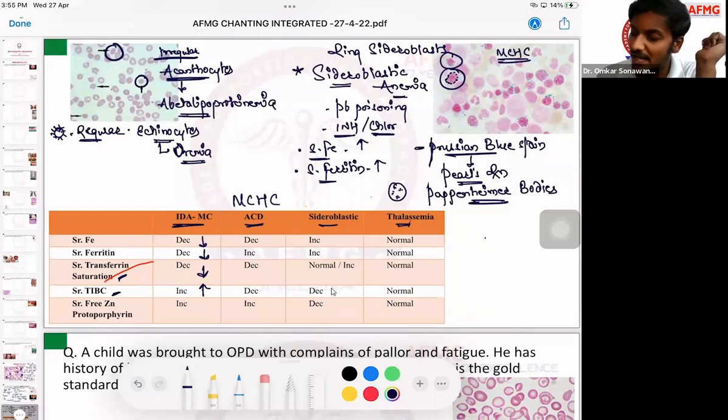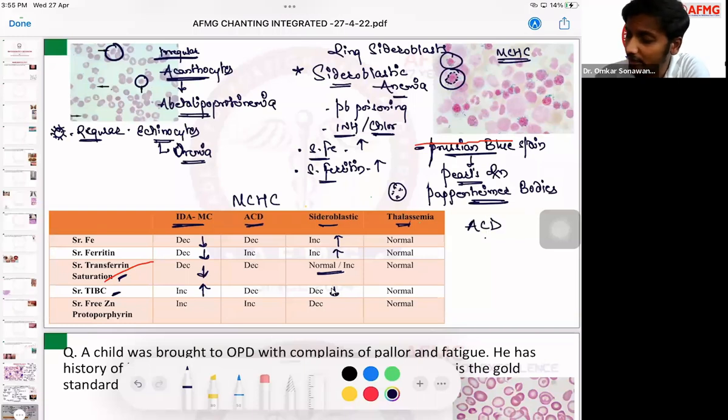If I talk about sideroblastic anemia that we discussed now, here serum iron is high, serum ferritin is high. If iron is high, definitely transferrin saturation would be normal or increased again, whereas serum TIBC would be low in this patient. If I talk about thalassemia, as we discussed, it is a microcytic hypochromic anemia. Here, everything would be normal. So if it is a microcytic hypochromic anemia and everything seems to be normal, so definitely it is a thalassemia in the patient. Lastly, let's discuss anemia of chronic disease.